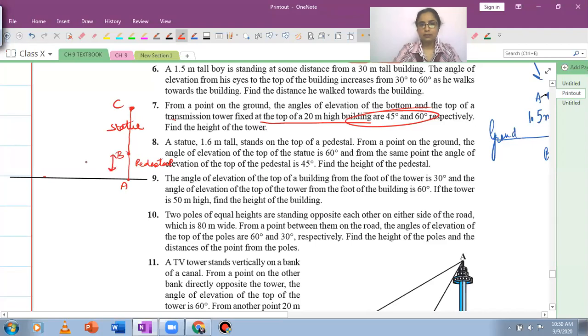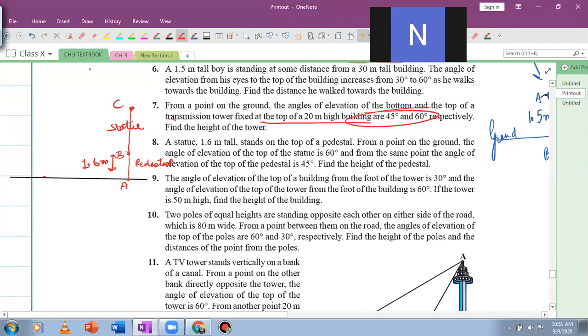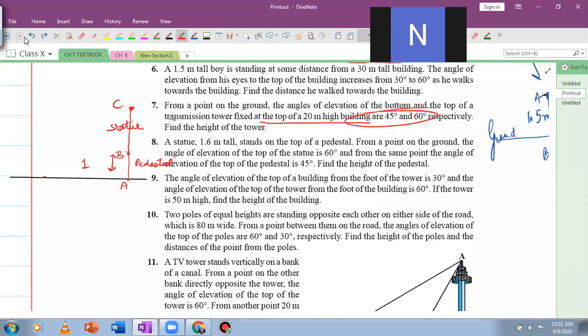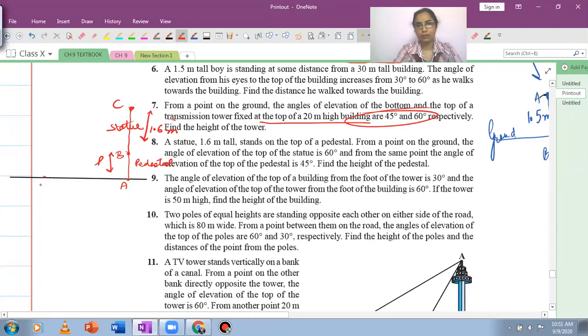The statue is 1.6 meters tall. You have to find out the height of the pedestal. This is what you need to find out. And from a point on the ground, let us say यहाँ से observation की जा रही है from point D. Two things are being observed. One is the top of the statue. So from D, C is observed. यहाँ तक देख रहे हैं. The angle is 60 degrees.